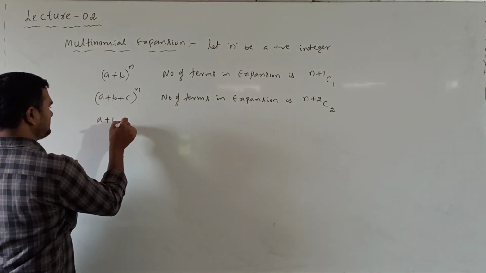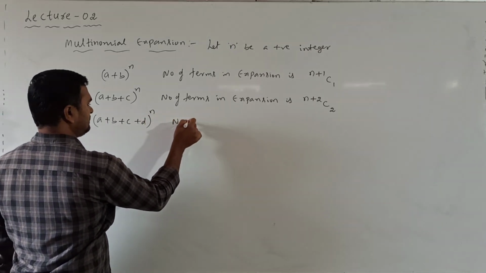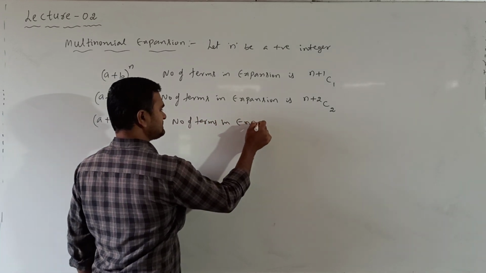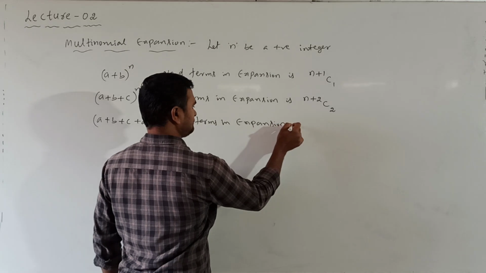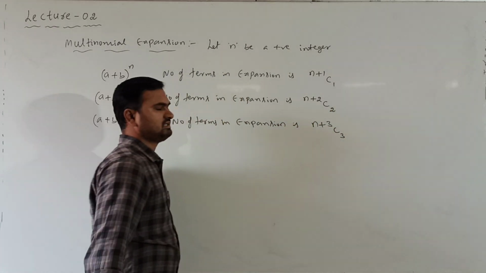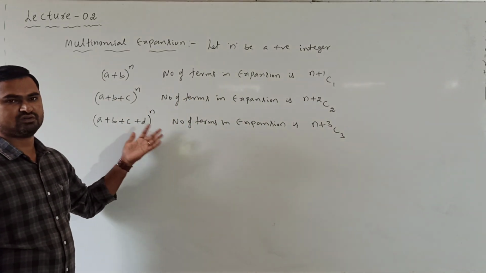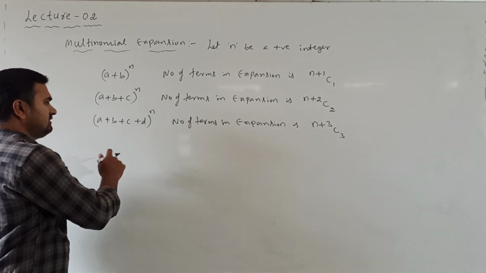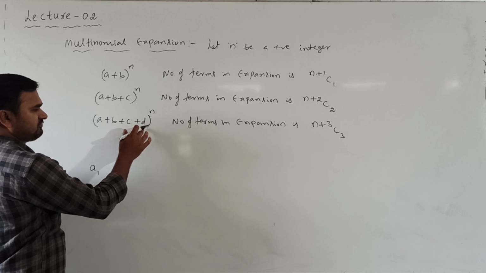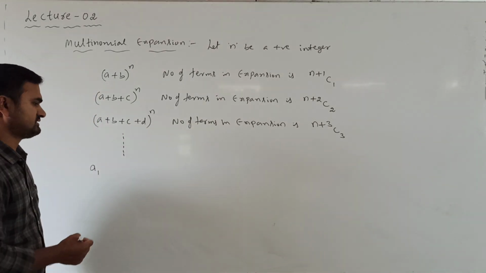Now (a+b+c+d), expansion of four terms. Here the number of terms in the expansion is (n+3)C3. Expand the value of (n+3)C3, then we get the number of terms in the expansion. Similarly, we can extend this. Here we have 4 terms, we may have 5 terms, 10 terms, and so on. Any number of terms are possible.